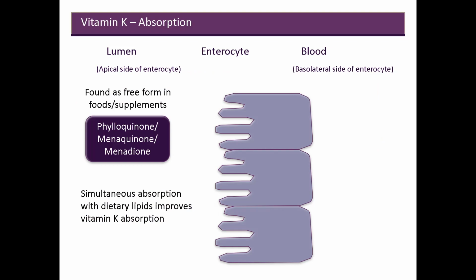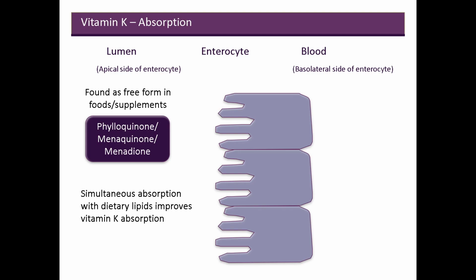So, in terms of absorption, vitamin K is found in its free form or supplement form: phylloquinone from plants, menaquinone from meat, and menadione from supplements. And it follows the same path as fat and lipids are absorbed. Remember, it is a fat-soluble vitamin.